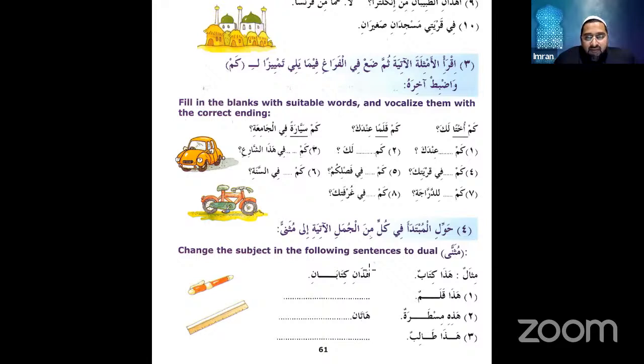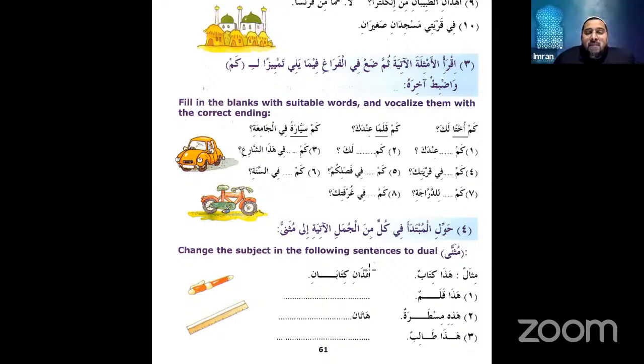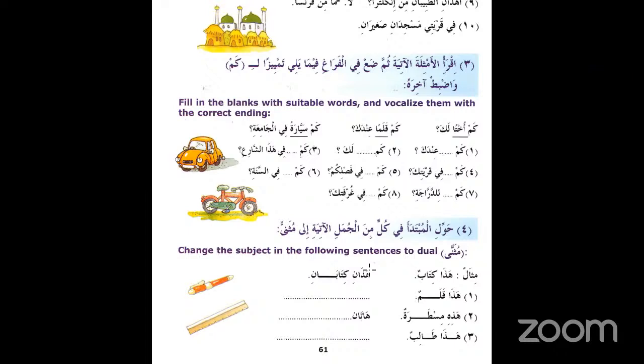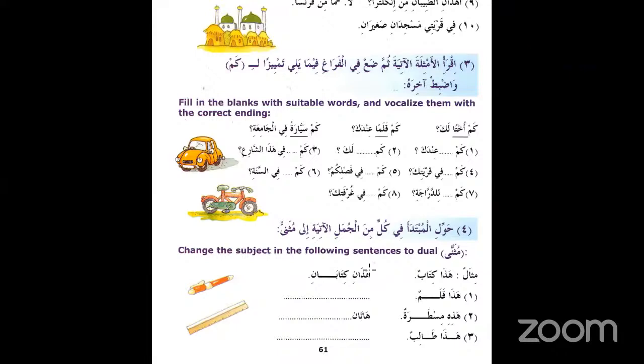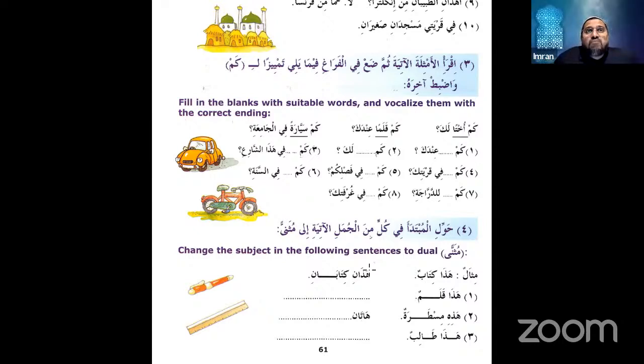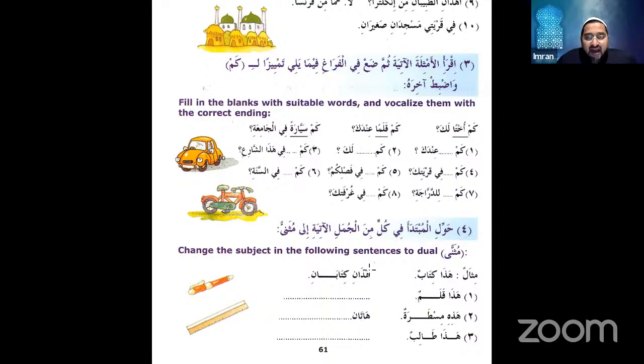Number 8. Kam fi ghurfatika, in your room? Kam kursiyyan fi ghurfatika? How many chairs are in your room? How do you say how many beds in your room? Kam sariran fi ghurfatika? How many beds are in your room? Excellent. And how would you say how many doors? Kam baban fi ghurfatika? Excellent. How many doors are in your room? So I want you to do the next exercise 1, 2, and 3, and then I'll get someone else on the mic.